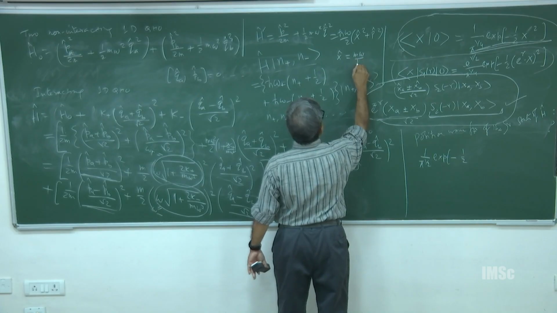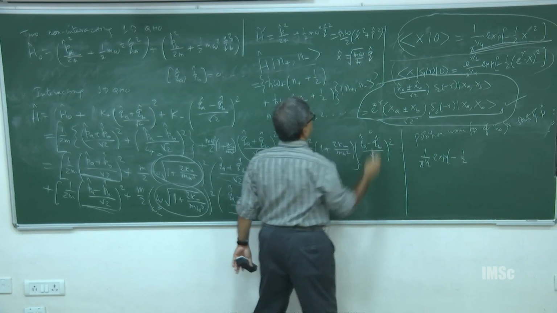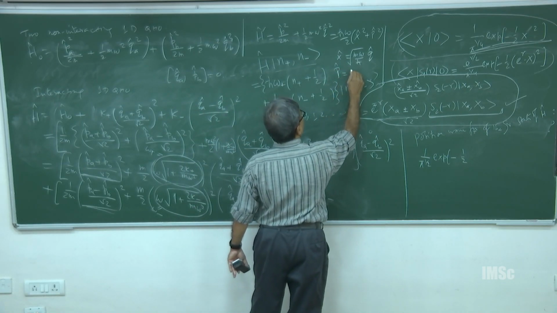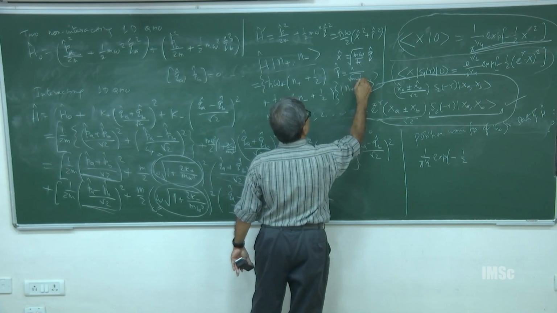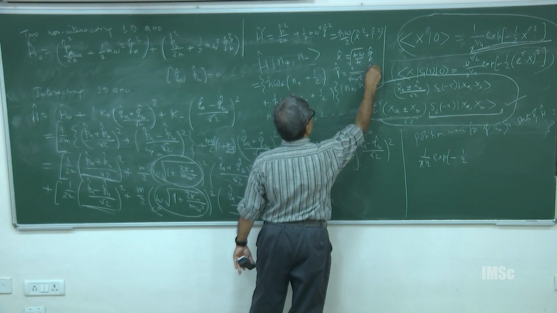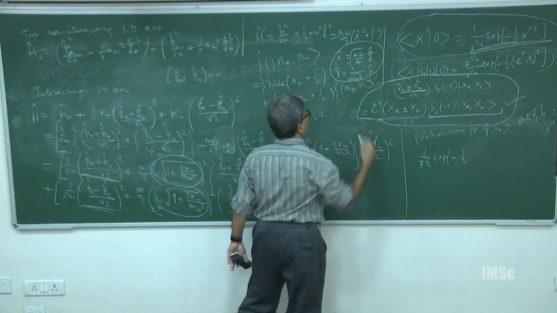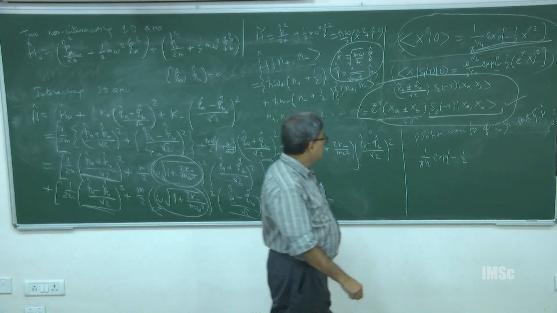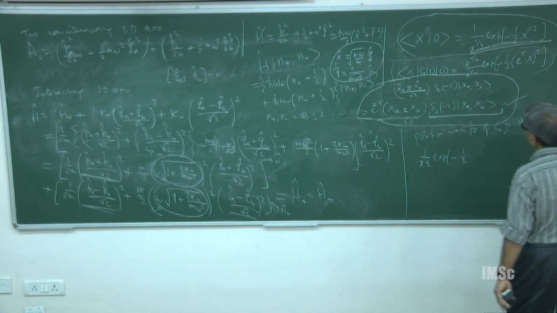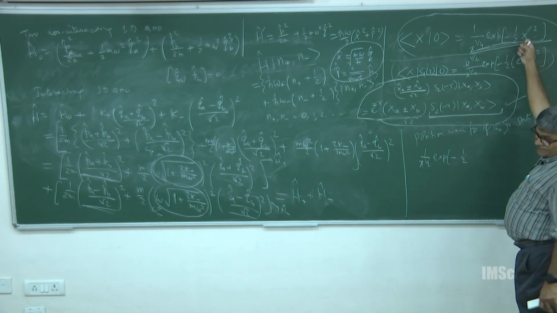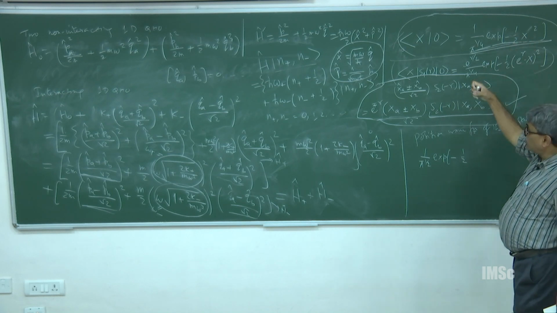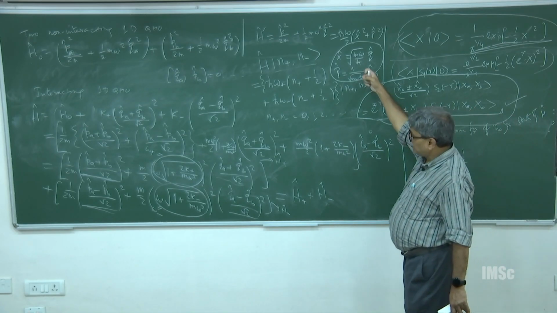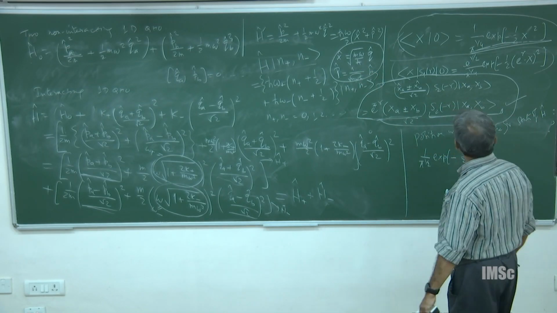Square root of m omega by h cut, then q. And your p is 1 by square root of m omega h cut, p. Okay, right? So now, this is your x. So therefore, in order to write it in terms of this one, what will I do?